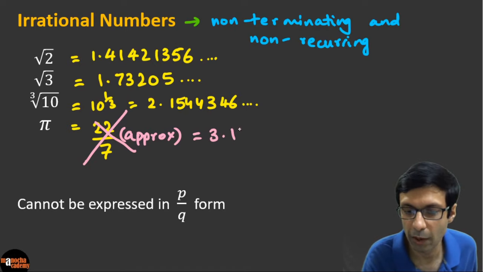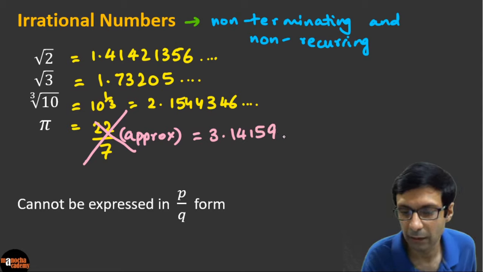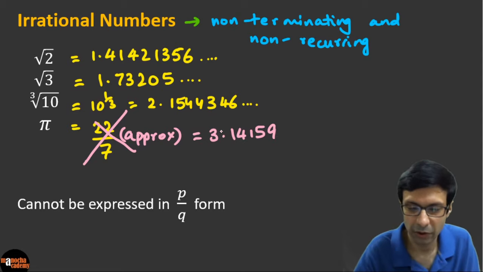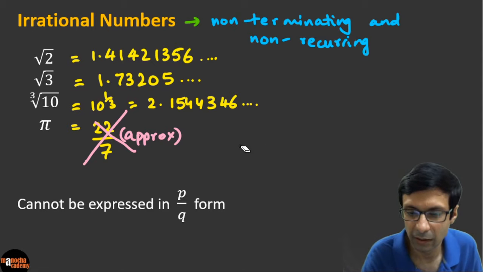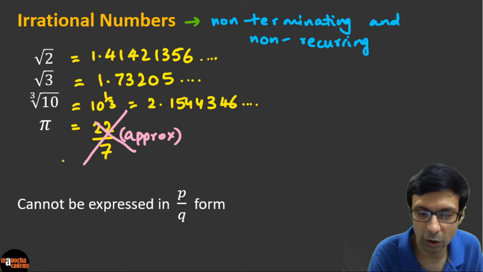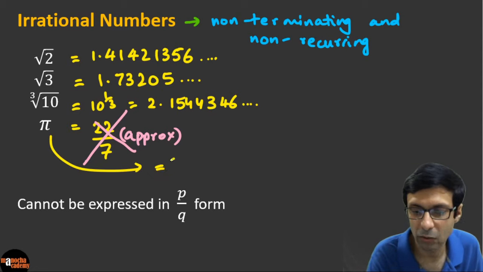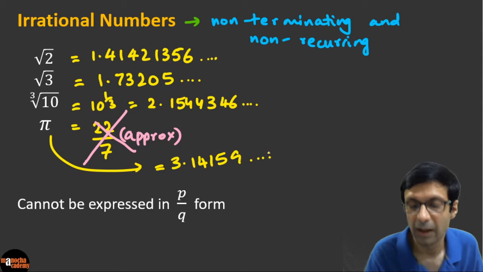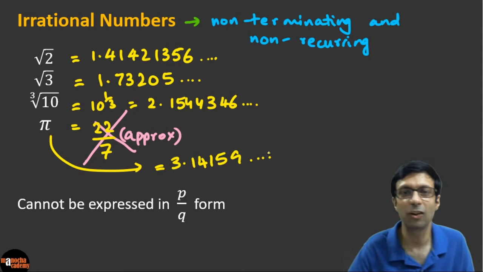3.14159. Okay, so let me just erase this here, and let's write pi again. So pi is basically, so this is not the correct value. Pi is 3.14, it's only the approximate value, right? And again, pi is non-terminating and non-recurring.